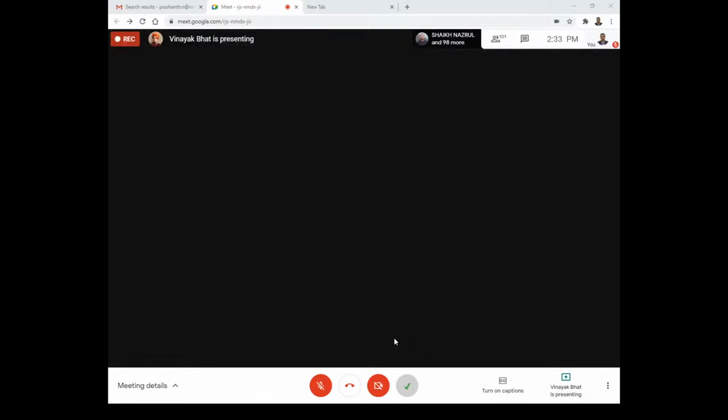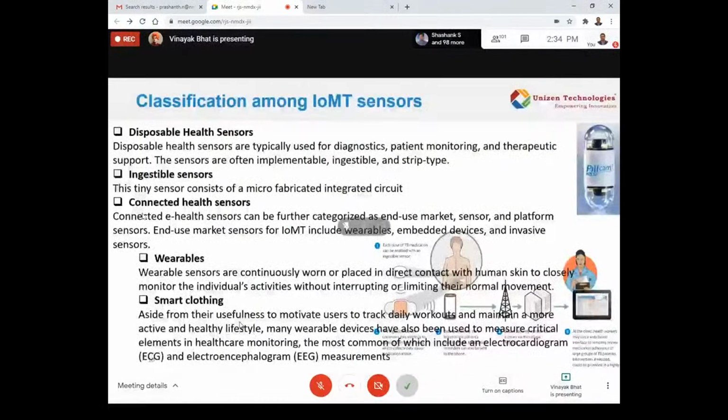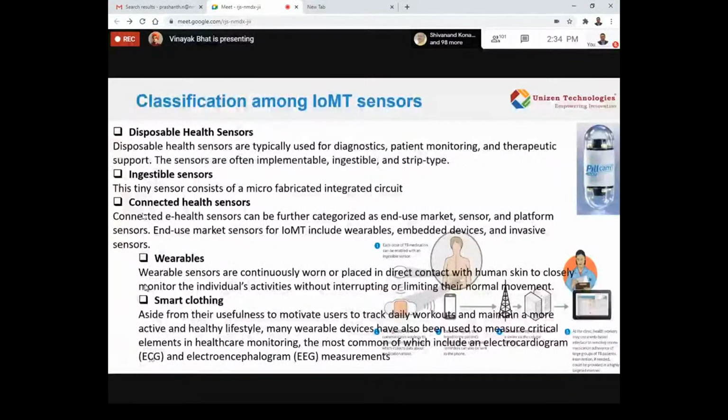Then the third one is the connected health sensors. They are the e-health sensors, which can be further characterized into wearables and smart clothing. Wearable, again, is a watch or a ring or a glass or something. But smart clothing is a very important one which is coming up.